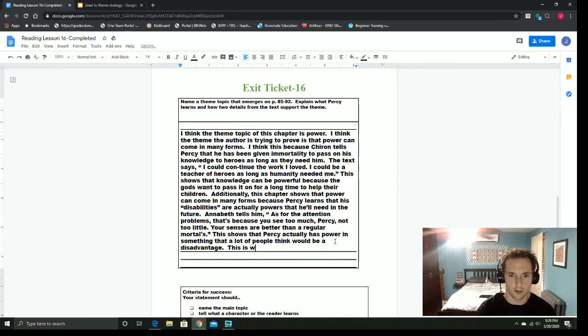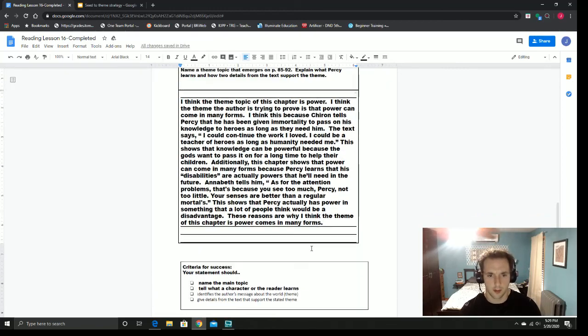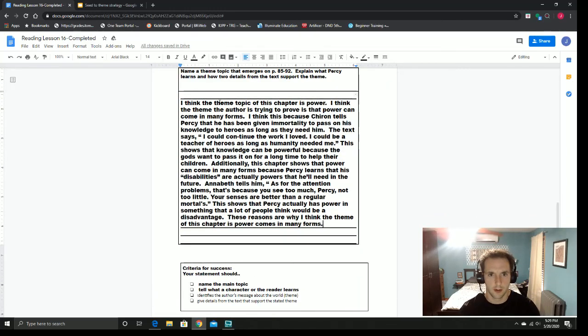These reasons are why I think the theme of this chapter is power comes in many forms. All right, let's see. Name the main topic. Do we do it? Yep, power. Did we tell what a character or reader learns? We sure did. Percy learns that his disabilities are actually powers that he'll need in the future. Identifies the author's message about the theme. We did that twice. Power comes in many forms.